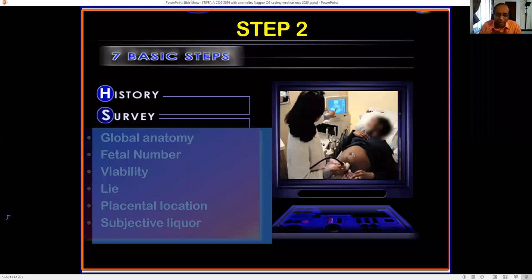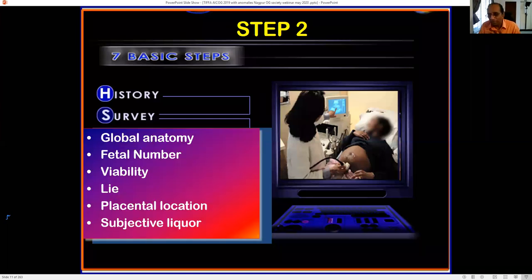The second part of the obstetric scan is to do a survey. I always believe that doing a survey is like going to a friend's house during their housewarming ceremony. When you go for the first time to their house, they will take you around to all the rooms. So once you go around, you know where the kitchen is, where the bedroom is, and where the children's room is, and so on and so forth.